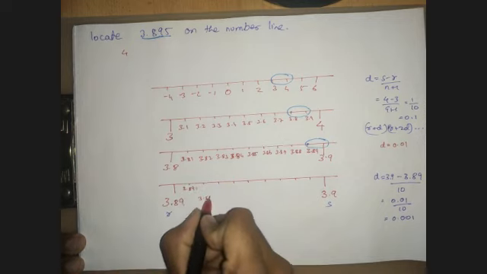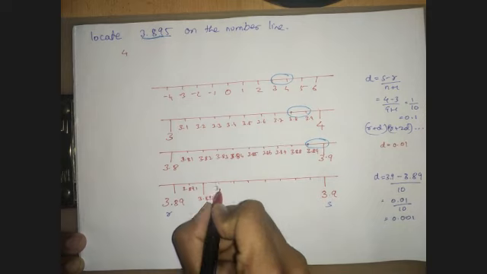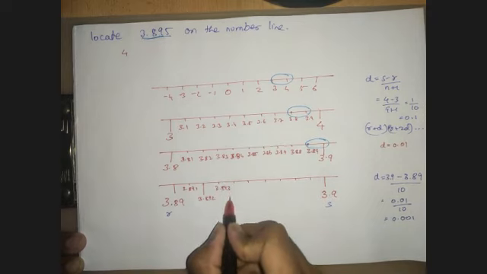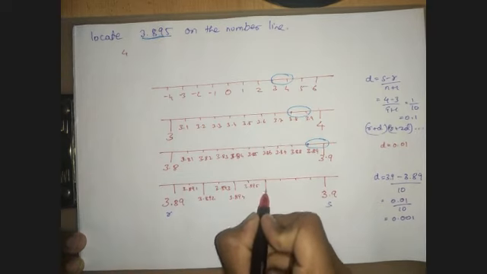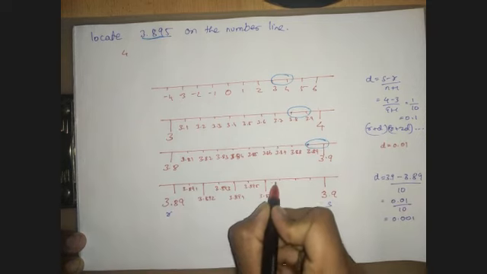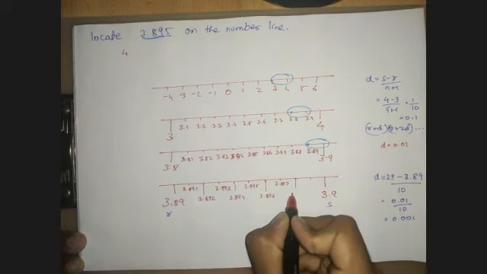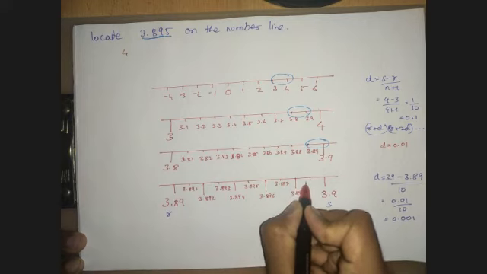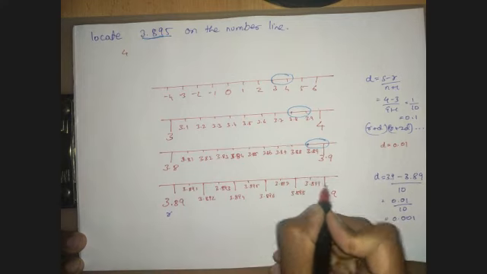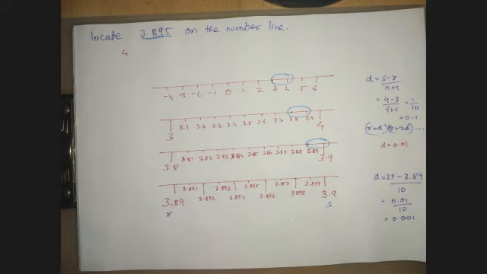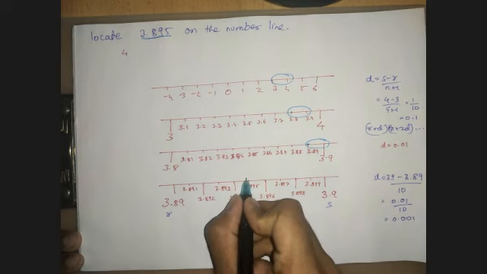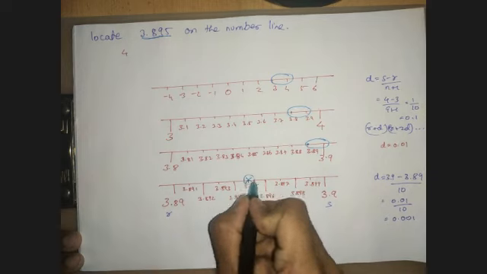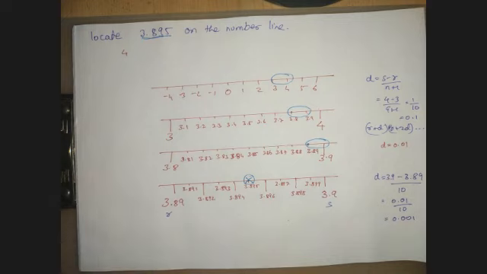3.891, 3.892, 3.893, 3.894, 3.895, 3.896, 3.897, 3.898, 3.899. So where is my number 3.895? 3.895 is right here. So how do I mark it? I mark it like this and circle it. So this is my point 3.895. So this is how you write it in the exam.